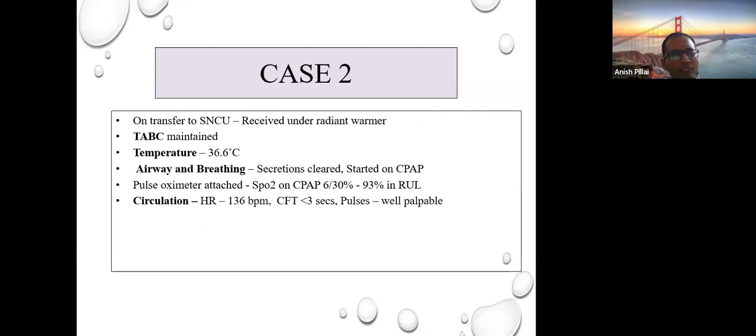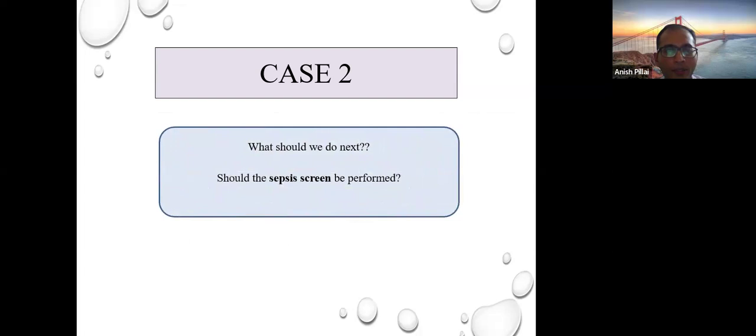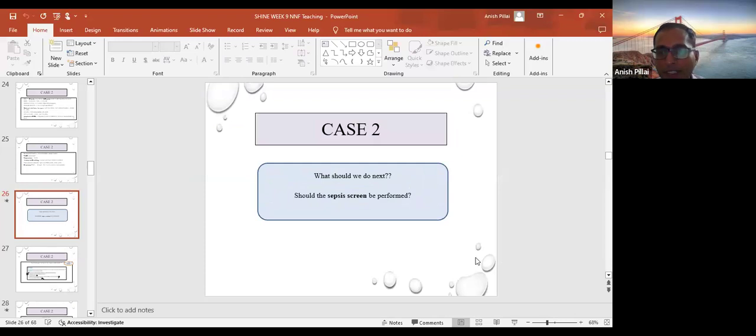Again, preterm baby with distress, so they started CPAP. Circulation, CFT looks good. Pulses are very well palpable. So again, who wants to type what needs to be done next? Sepsis screen, yes, no? Antibiotics, yes, no? What is the choice? Is this baby symptomatic, non-symptomatic? One or two people, please type.